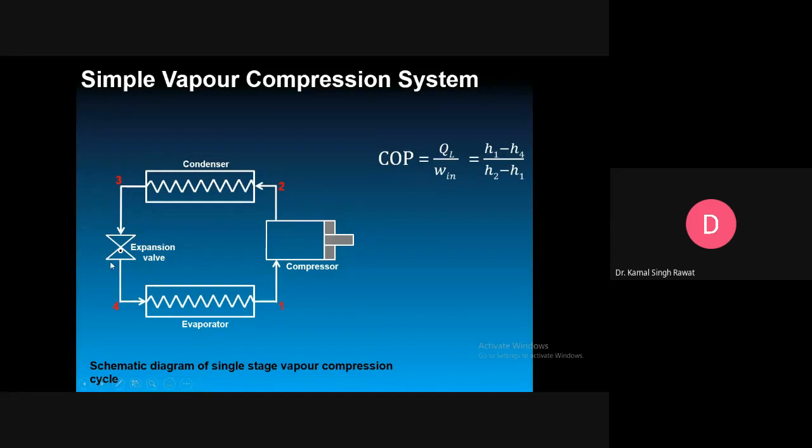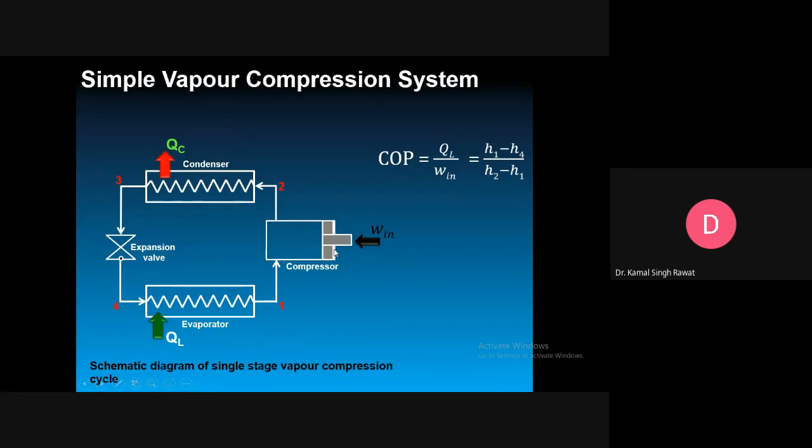And this expansion valve reduces the pressure, from condenser pressure to the evaporator pressure. And these two components, condenser and evaporator, are heat exchangers. In the evaporator, it absorbs heat from the low temperature, and the condenser rejects heat to the environment. So these two components deal with the heat, and these two components deal with the pressure. It increases the pressure, decreases the pressure, rejects the heat, absorbs the heat. So these are the four components.